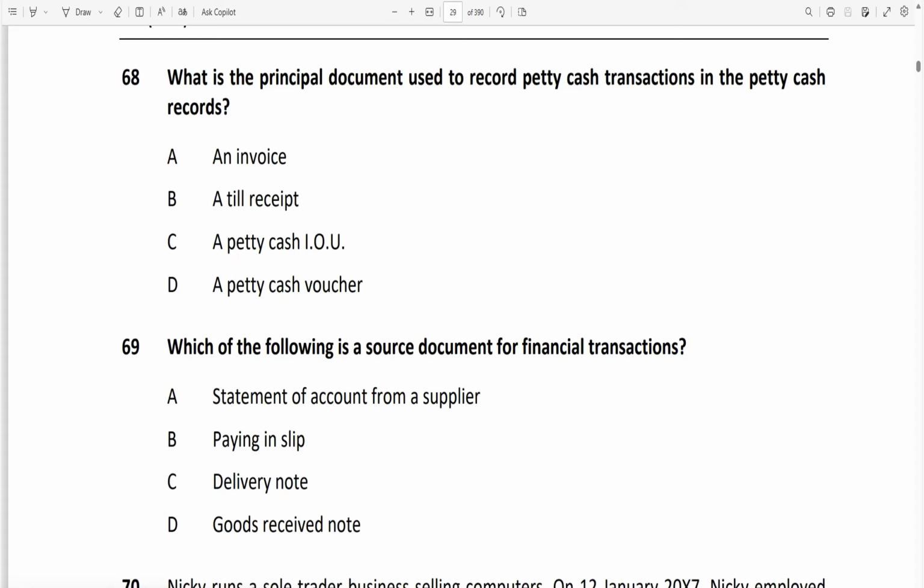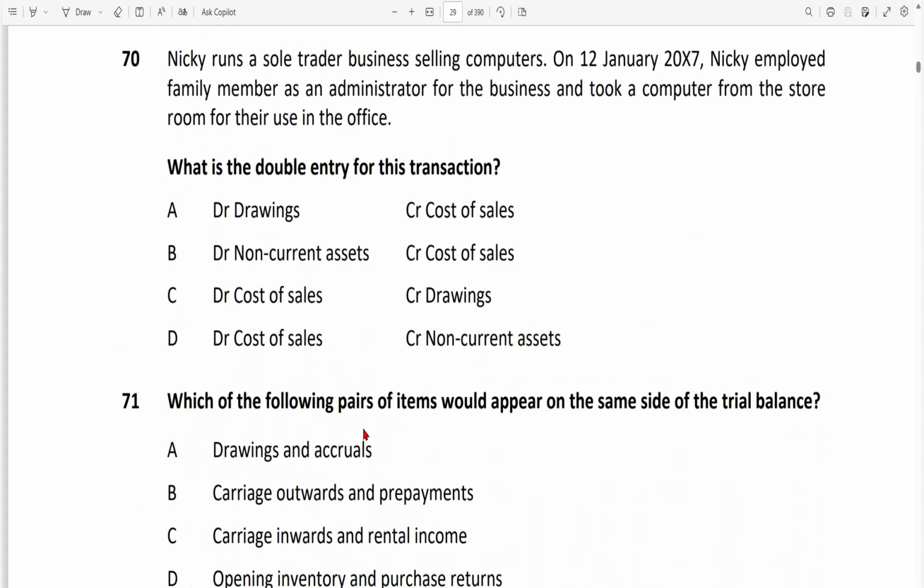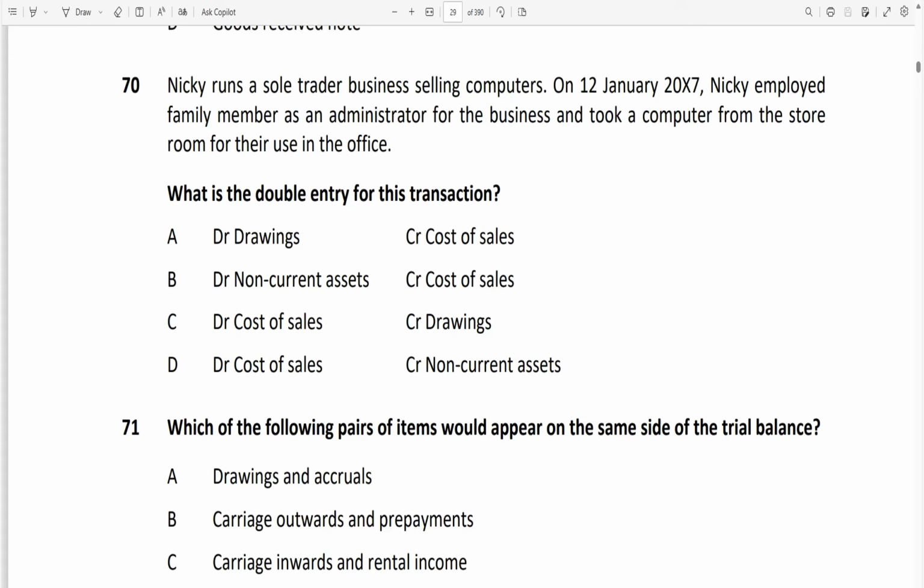Another one is goods received note, option D. It is prepared when goods are received into the business, confirming what has been delivered, right? While useful for tracking inventory, it will not be a source document for the financial transaction, as it does not record any monetary amount. So option B seems to fit here. Let's move to question number 17.